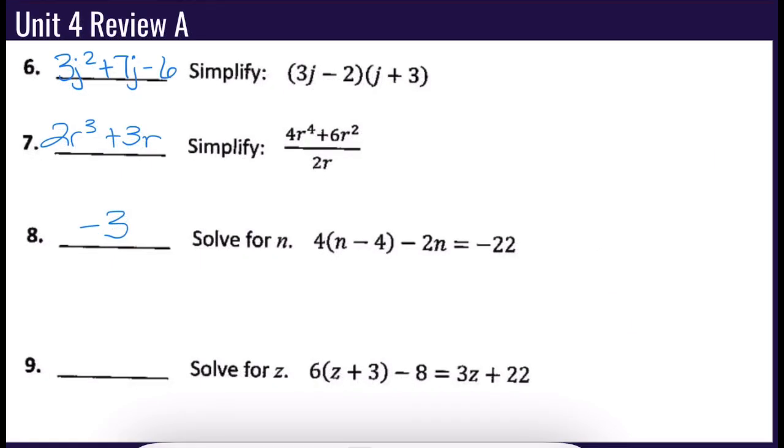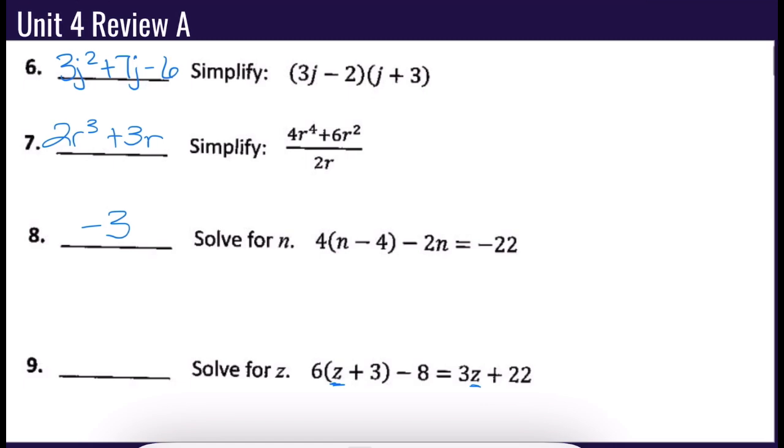For number 9, it's the same idea as number 8, but I noticed that I have a variable, that z, on both sides of the equation. So that means that at some point, I'm going to have to get rid of a term that has z in it on one side. I'm going to have to get all of my z's over to one side of the equal sign. But we're not there yet, so let's just get rid of our parentheses first. So again, I'm going to write it up here so that we've got some room to work.